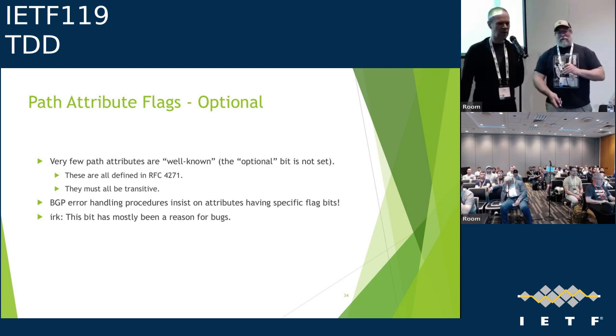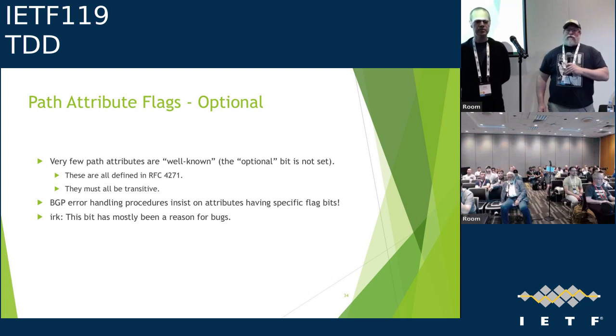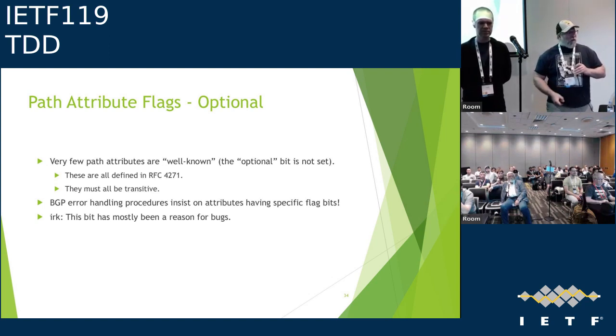One step down, okay. The only relevant thing to mention here about the optional piece, as John mentioned, is that pretty much everything outside of a few attributes from 4271 is going to be optional. A few of them are mandatory. Mostly what this has done for us outside of historical nature has led to bugs.